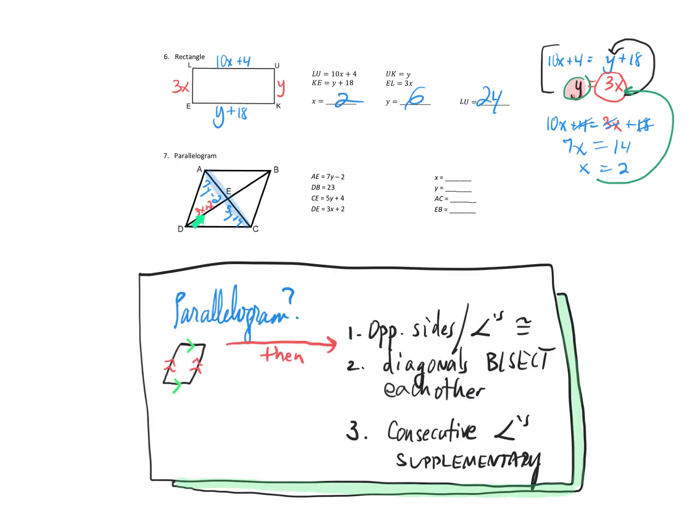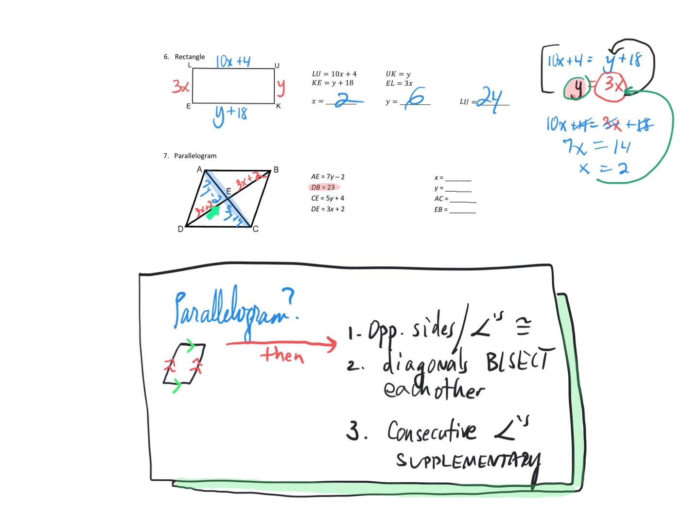All right, number 7, it's a parallelogram. So we know that the diagonals bisect each other. So if they tell us this diagonal has this half being 3x plus 2, then we know the other half is also 3x plus 2. How's that going to help us? Well, from D to B, which is the entire distance, that's 23.